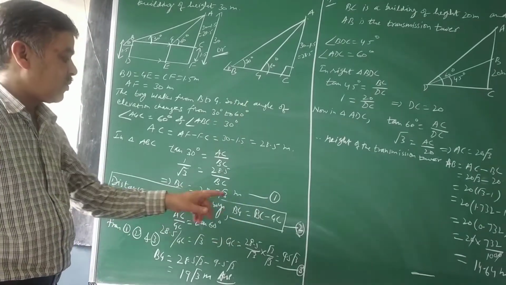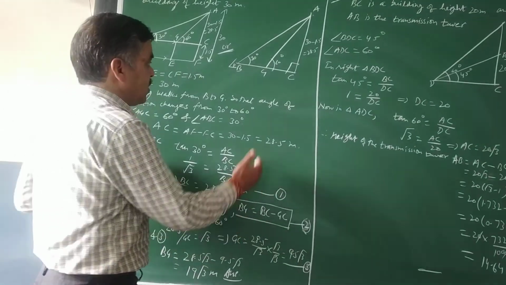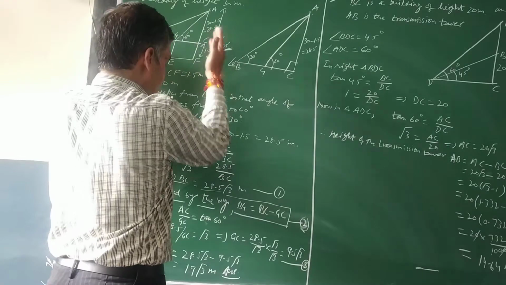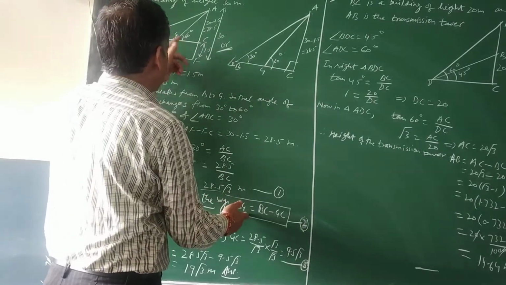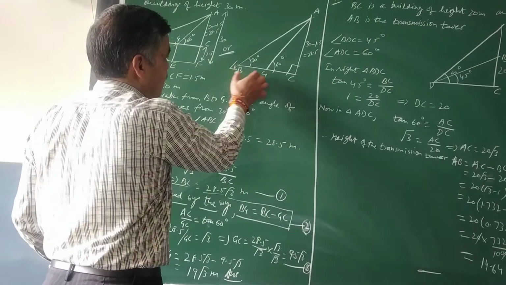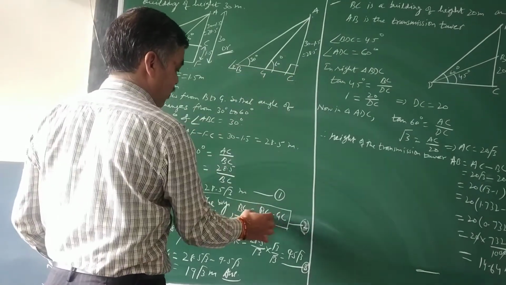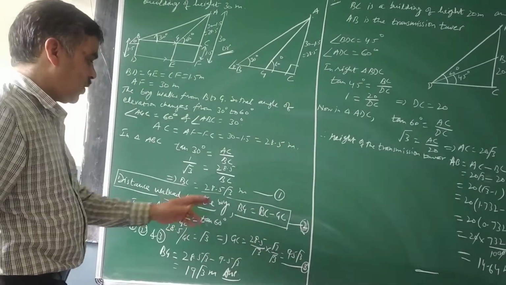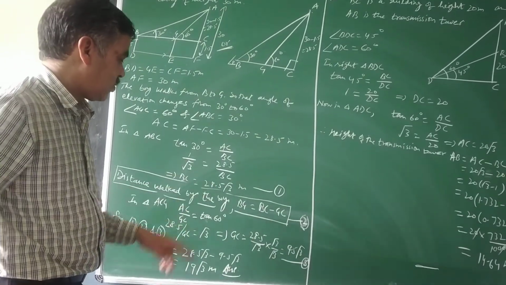Similarly, the distance walked by the boy, as you can see, is BG. This is BC from B to G, BG towards the building. If I need to calculate it from the whole, that is from BC, I need to subtract GC from BC to calculate BG. That I have written as equation number 2, and BC I have already got here.